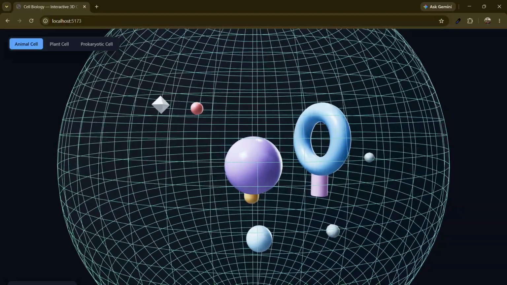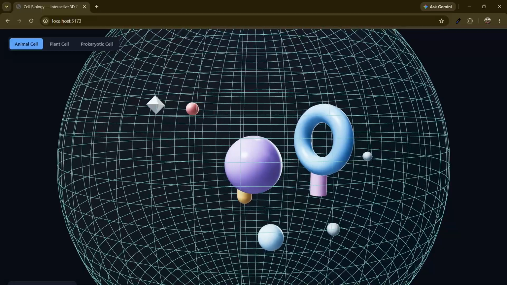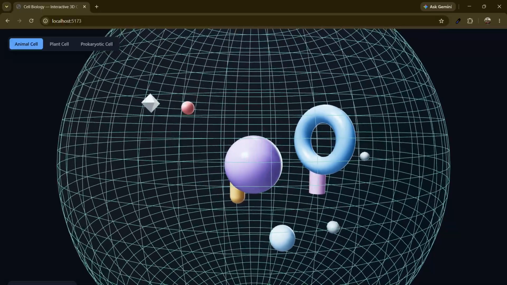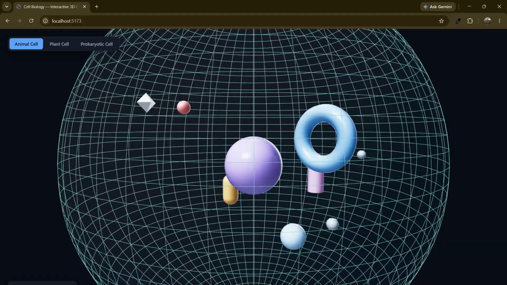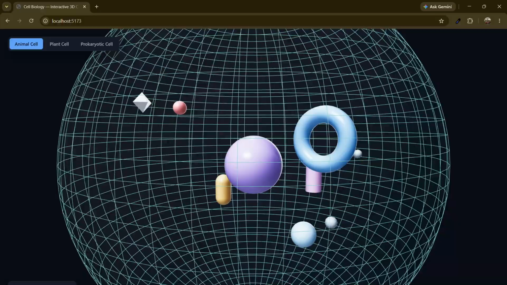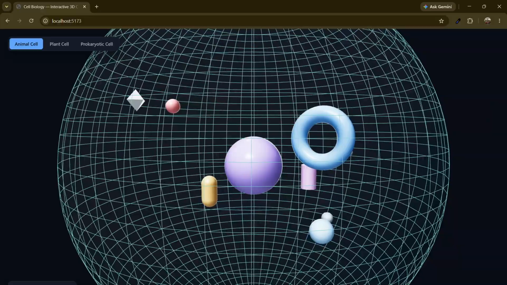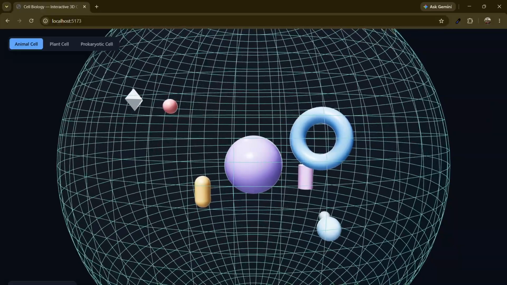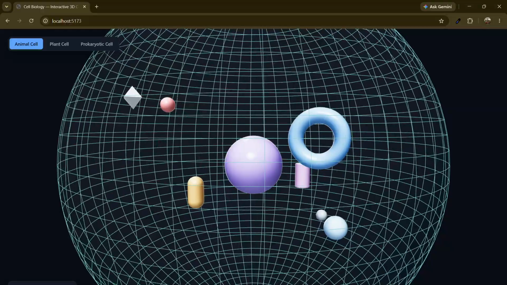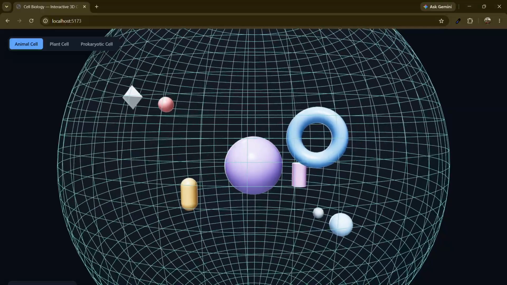Then you have ribosomes. Ribosomes are the protein building machinery reading genetic instructions and assembling amino acids into functional proteins. And remarkably, ribosomes are found in every form of cellular life, eukaryotic and prokaryotic alike. The endoplasmic reticulum comes in two types. We're going to take a look at some of these organelles here in a minute.